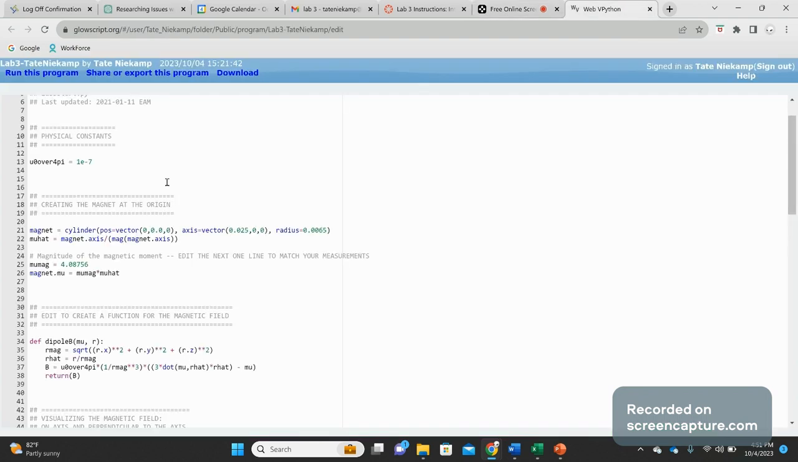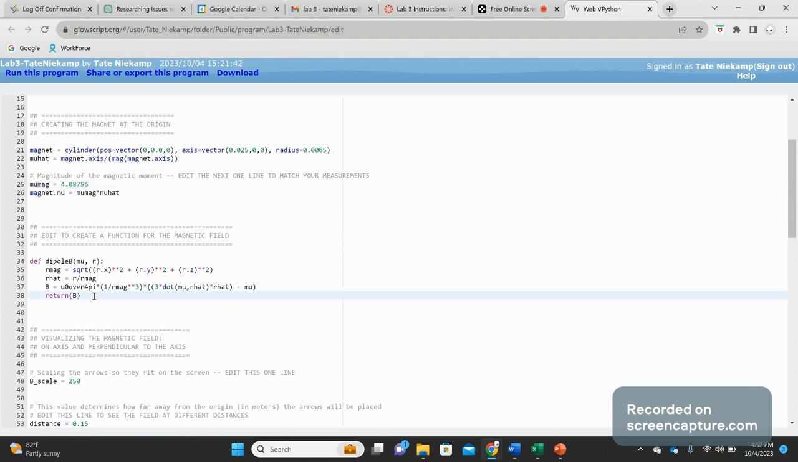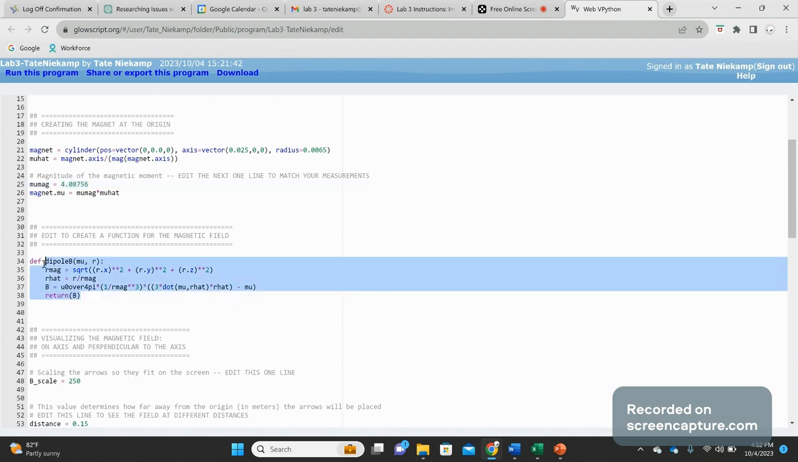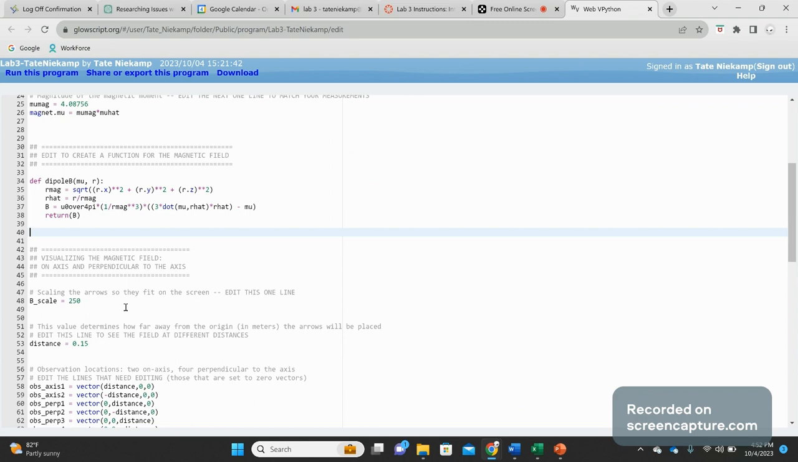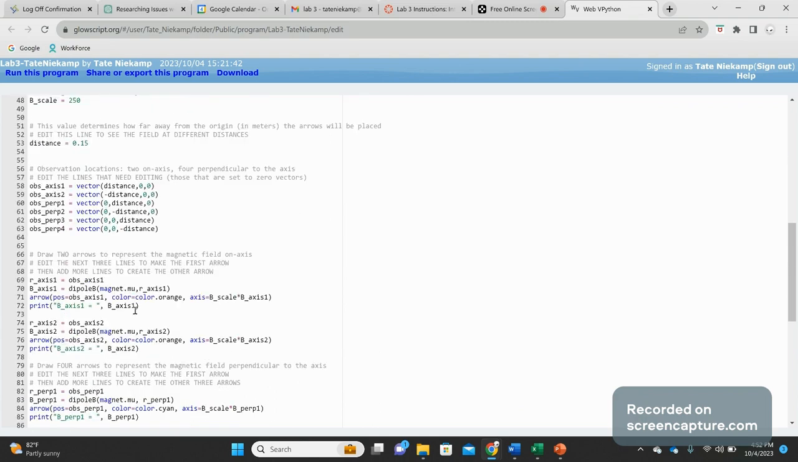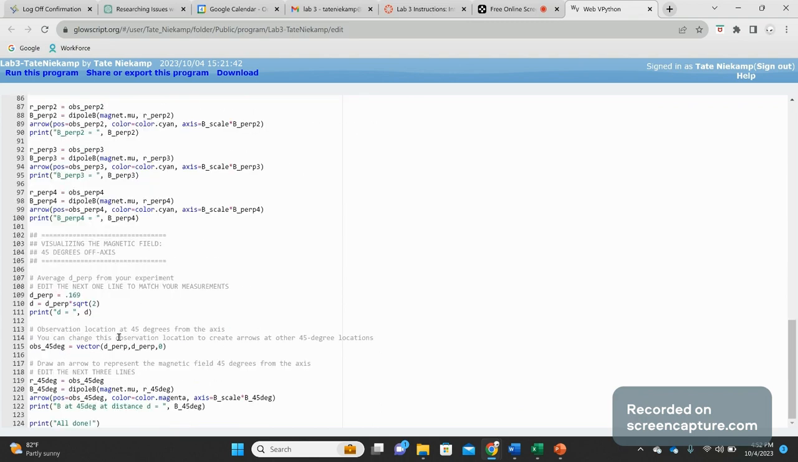So here's my code. Here's where you see the magnitude of mu. And this was basically the Biot-Savart law. And down here is where we set up the observations and the arrows. And here's the 45 degrees.